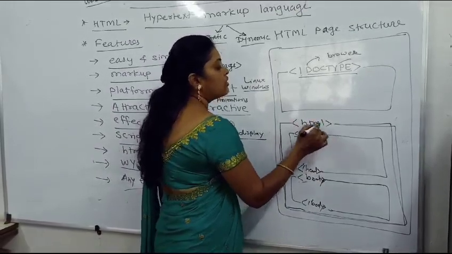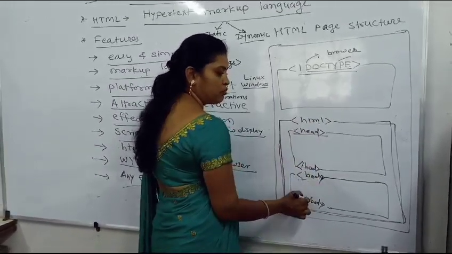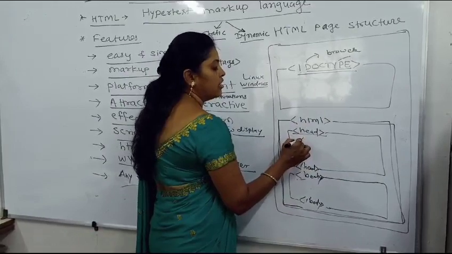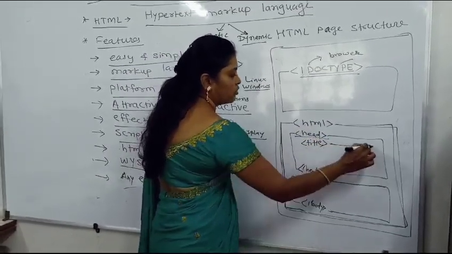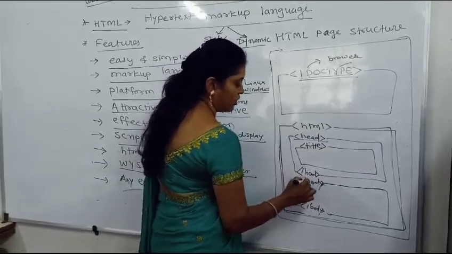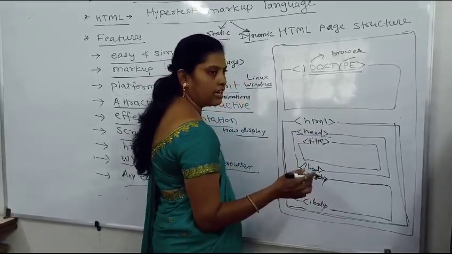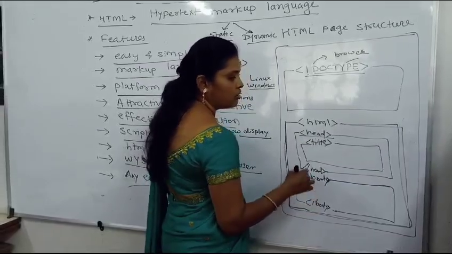The document type tells the browser that the next incoming file is of HTML type. Then HTML itself contains the header and the body section. The header section contains the title or other scripting information related to your web page, and the body contains the actual data which will be displayed on the screen of your web page.